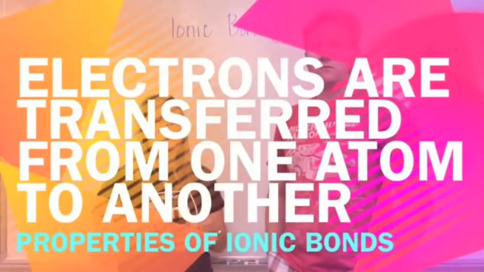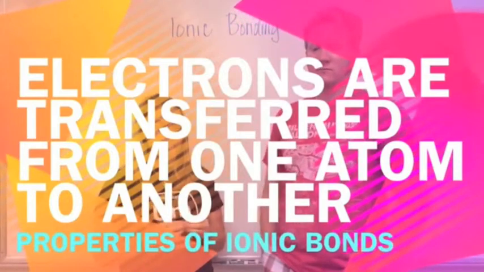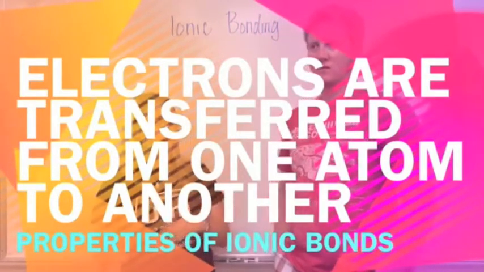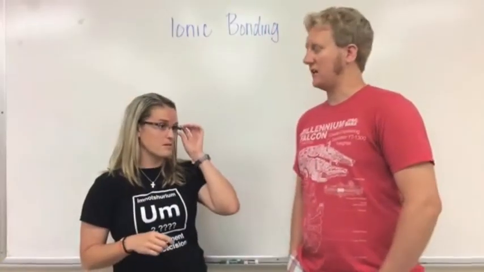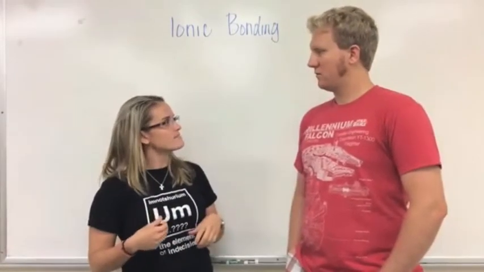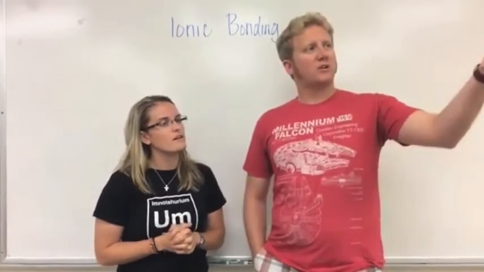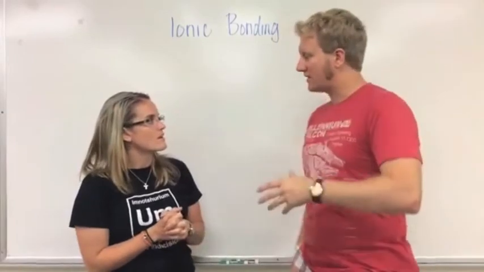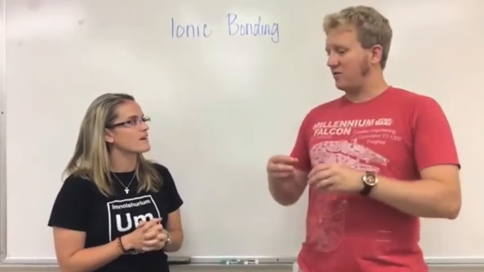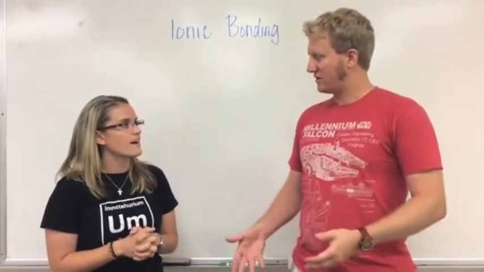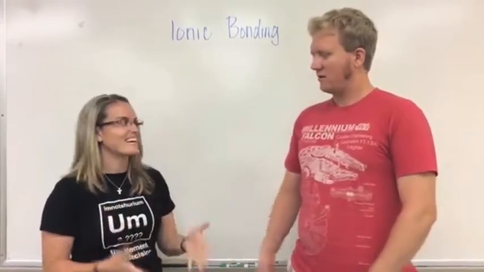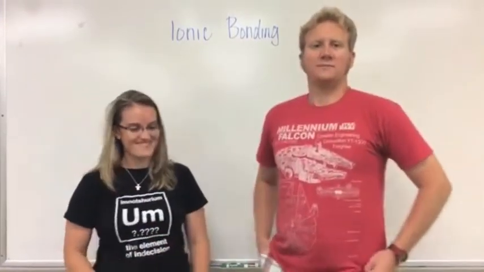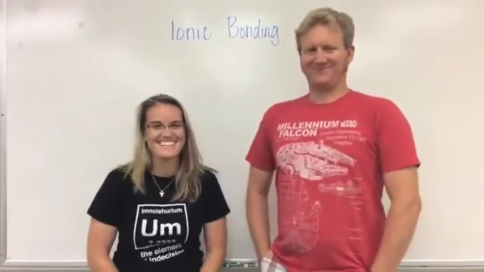Ionic bonds transfer electrons. They're transferred from the metal to the nonmetal. So we're actually taking and giving. So maybe when we talked about the oxidation numbers, and we say that the metals are losing those electrons, is that where they're going? Exactly, to the nonmetals. Good job.